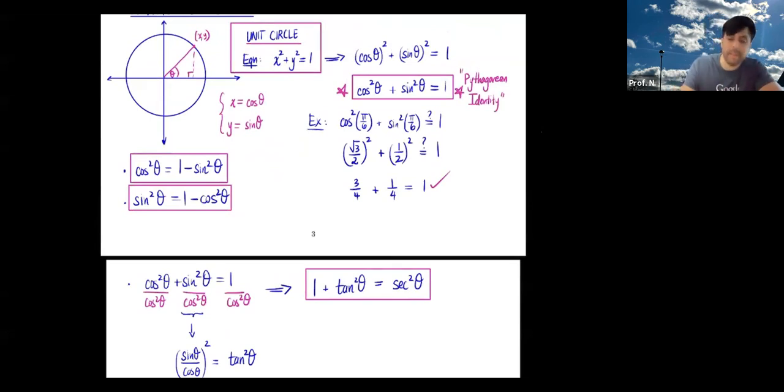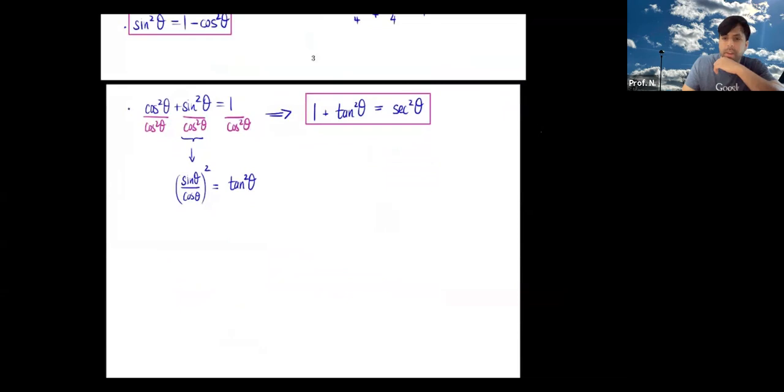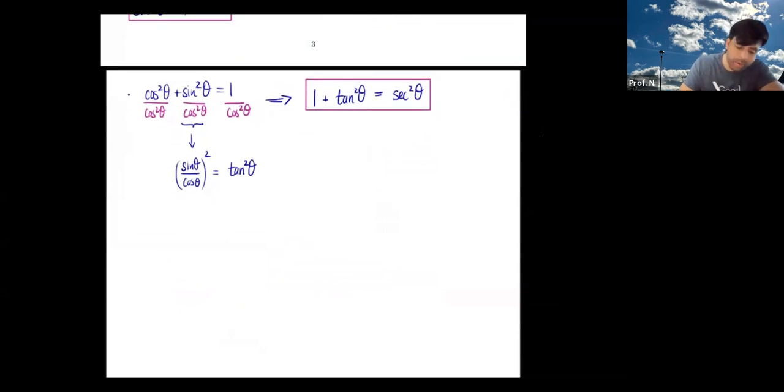You see that? So if I divide everything by cosine squared, I get this new relationship between tangent and secant. So it's all about finding the relationships between these trig ratios or functions. So cosine and sine are related in this manner. Tangent and secant are related in this manner. And there's one more: if I take the same Pythagorean identity, cosine squared theta plus sine squared theta equals 1, instead of dividing everything by cosine squared, I divide everything by sine squared. I get another one.